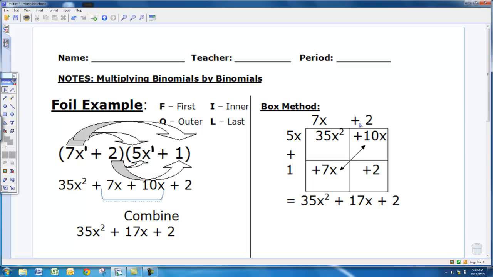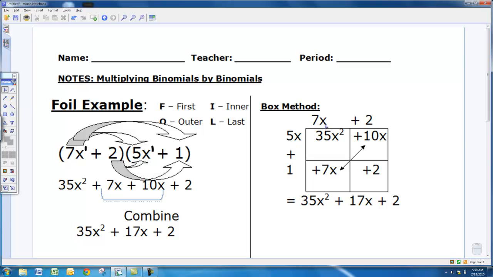Now let me show you the box method. In the box method, we create a box and we put our first binomial across the top of the box, and we put our second binomial along the side of the box. Now to find the product that goes in each square, we're just going to multiply what we find on the sides of that square.